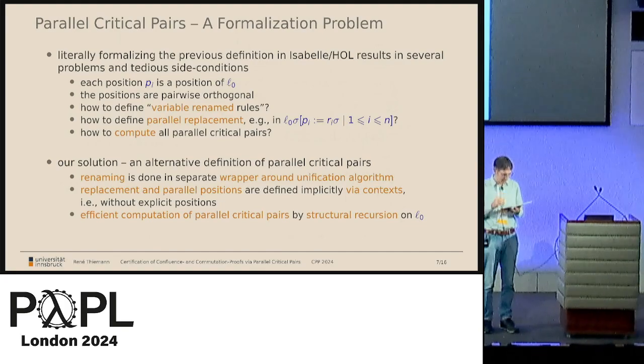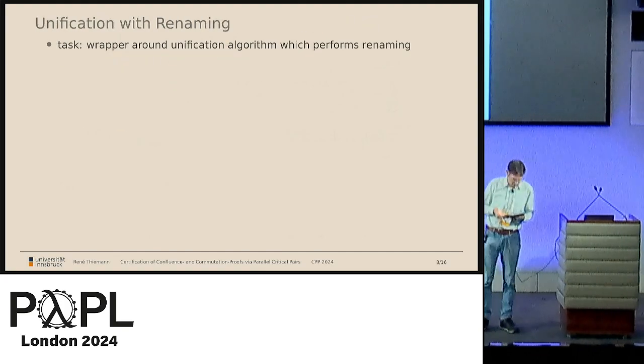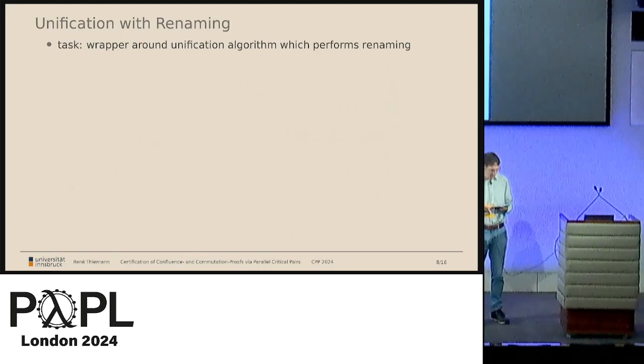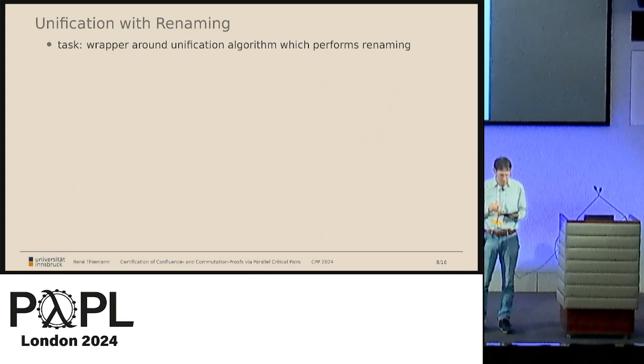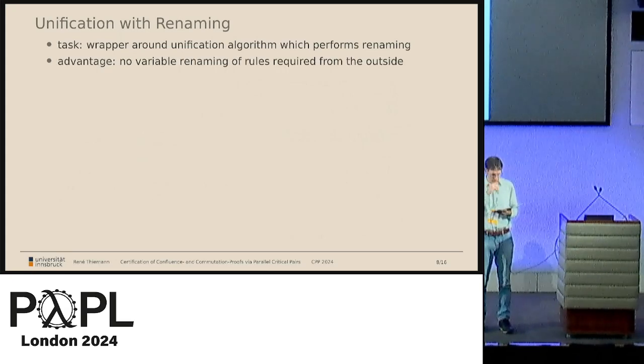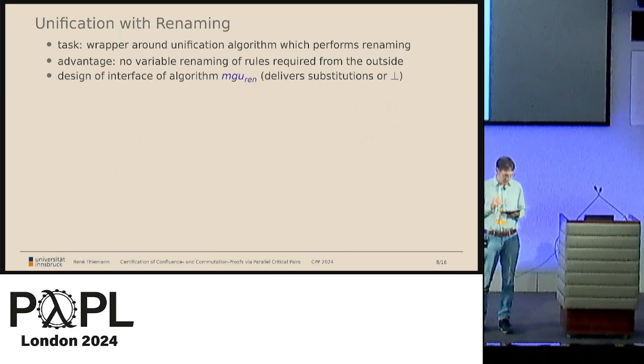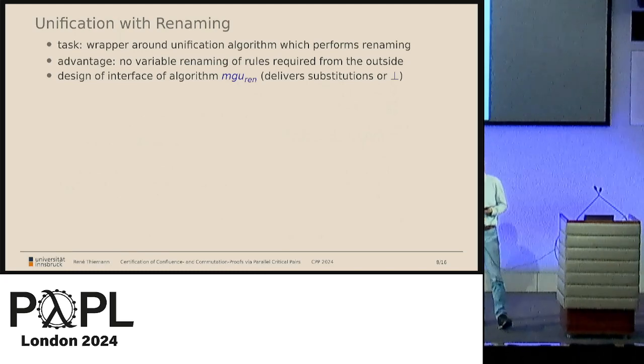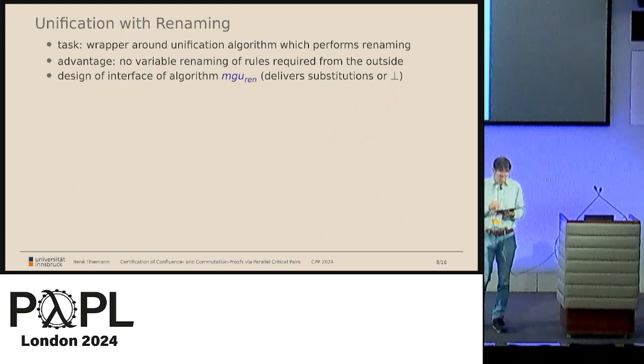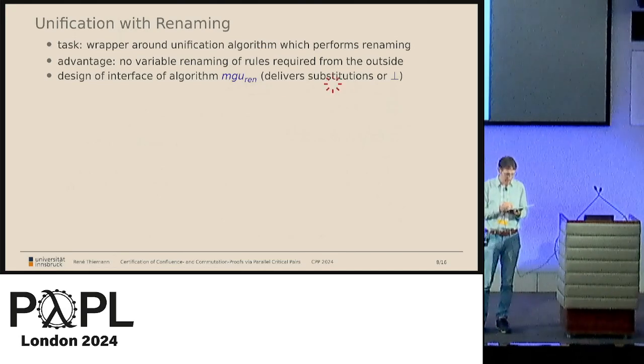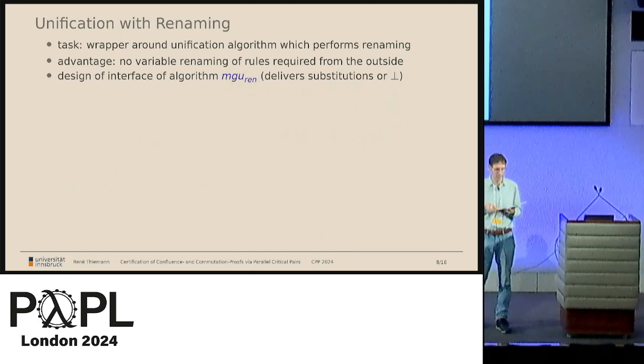Good. So let's start. Have a look at the different tasks. The first one is unification with renaming. So as I said, we want to do renaming integrated into the unification algorithm. And so we don't have to do the reasoning later on when reasoning about critical pairs. So what is the design of our algorithm? We call it MGRen for most general unifier with renaming. And it either delivers a set of substitutions, not a single substitution, or bottom to indicate it's not unifiable.